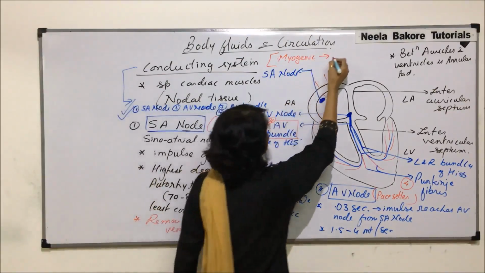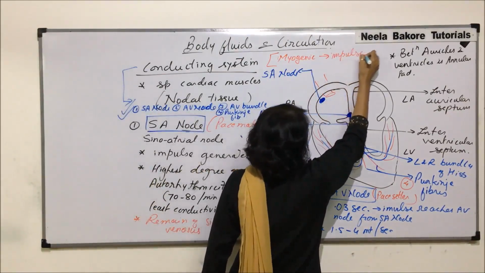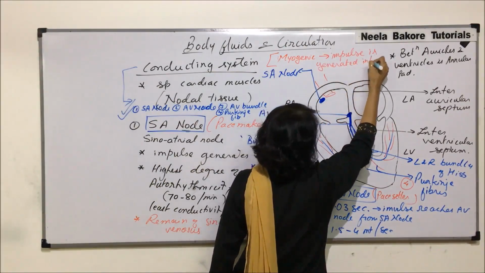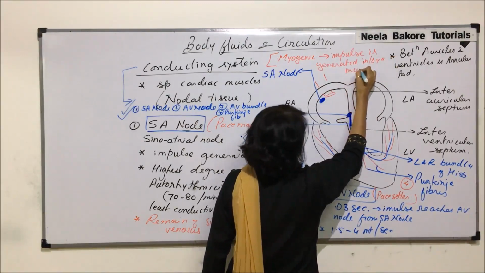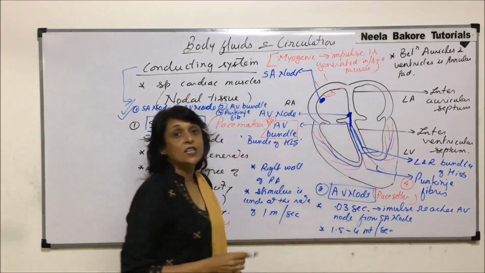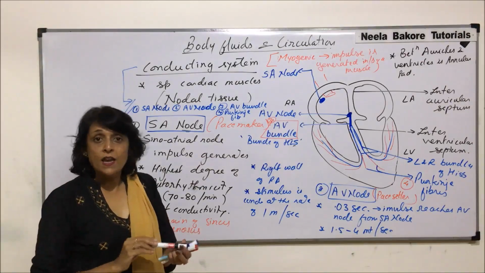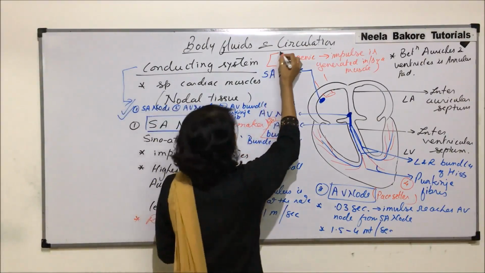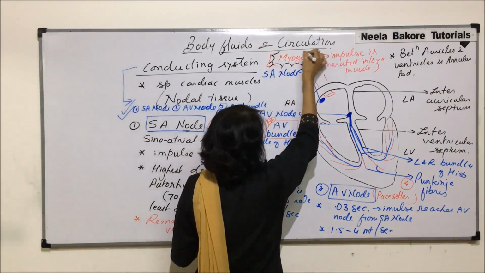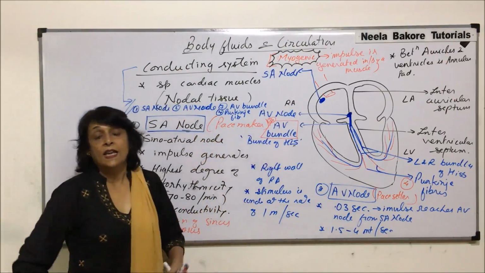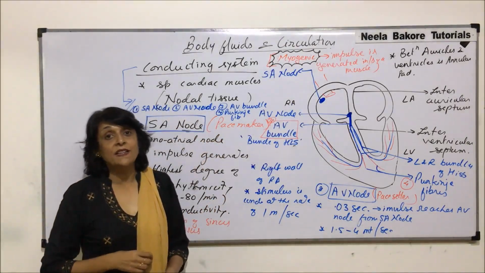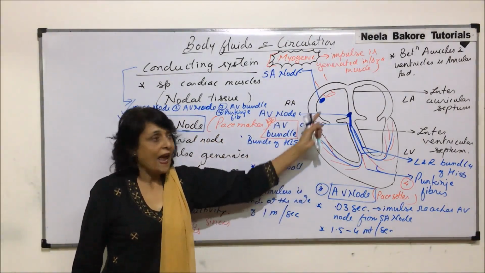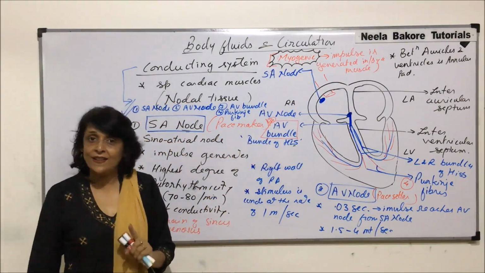That the impulse is generated in or by a muscle. These nodes are specialized muscles. So if the stimulus is generated by a muscle, we will call it a myogenic heart. And in lower vertebrates, the impulse comes from the brain, and that is why they are known as neurogenic hearts. So our heart is myogenic, and this system is known as conducting system.